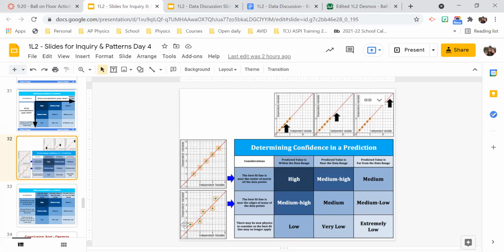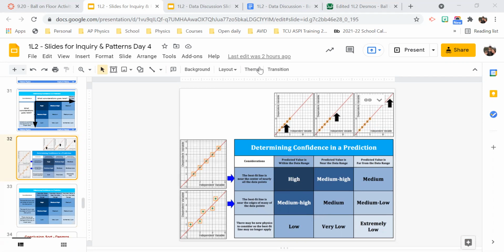So we have a couple options. We've got our first one, which is the best fit line is near the center of nearly all of the data points, meaning we have some pretty good data. I always reference Battleship, but some of y'all don't play Battleship, so I'll have to show you with my hands. And then the second one is the best fit line is near the edges of many of the data points. It's close, but it's not through any. And then this last consideration in the left column is that there may be new physics to consider. So the best fit line doesn't apply. They're all over the place, like a big old scatter plot. So we look at both.